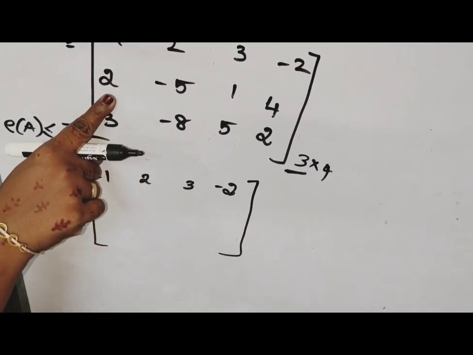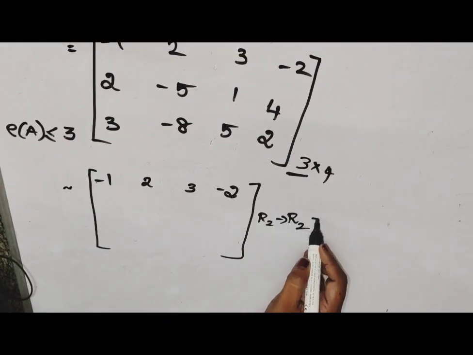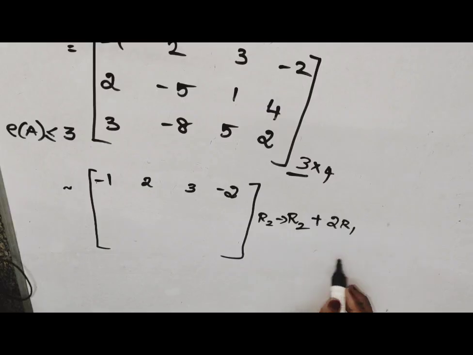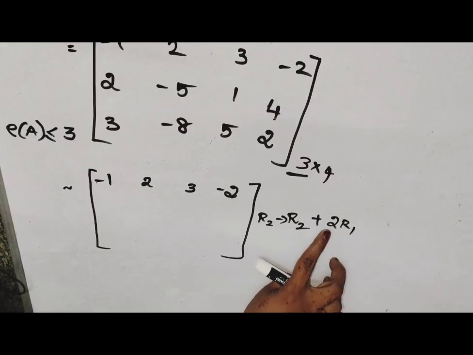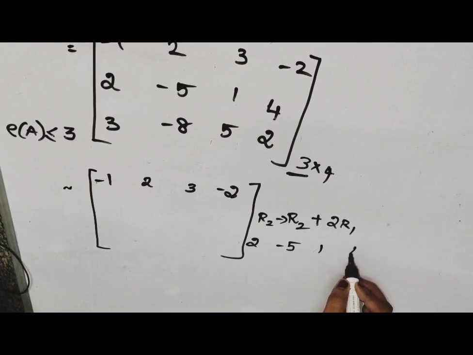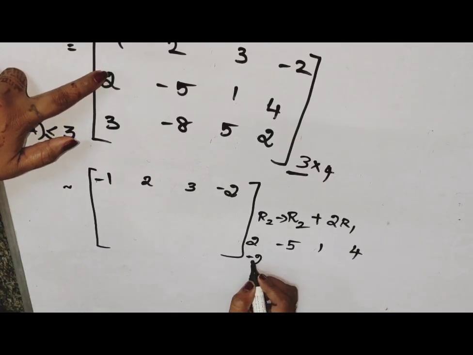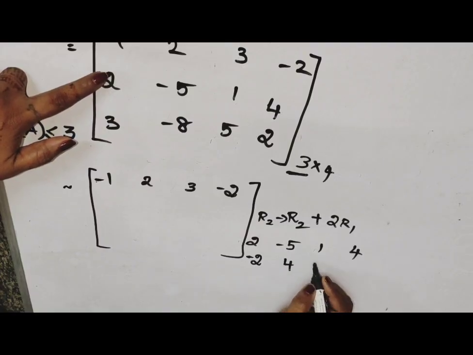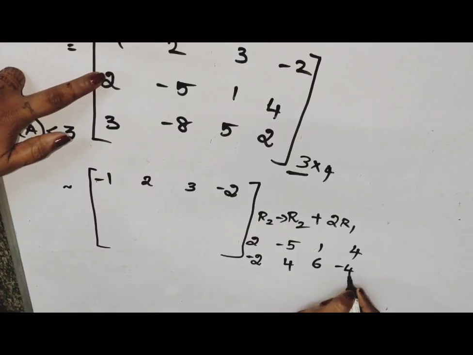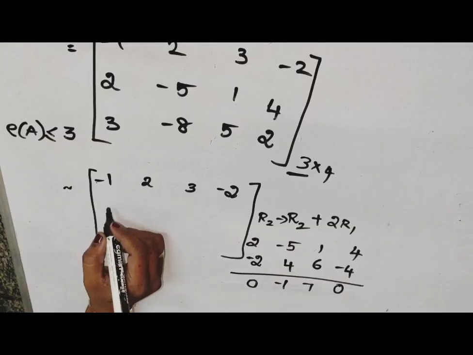Second row we have 2 in the first element, so I will write it as R2 implies R2 plus 2R1. Why plus? In R1 we already have minus in the first element, so we have to do the addition operation. R2 we will write as it is, 2 minus 5 1 4. R1 I will multiply with 2. Minus 1 into 2 is minus 2. 2 into 2 is 4. 2 into 3 is 6. 2 into minus 2 is minus 4. Plus: 2 minus 2 is 0. Minus 5 plus 4 is minus 1. 1 plus 6 is 7. 4 minus 4 is 0. So I will make the entry.